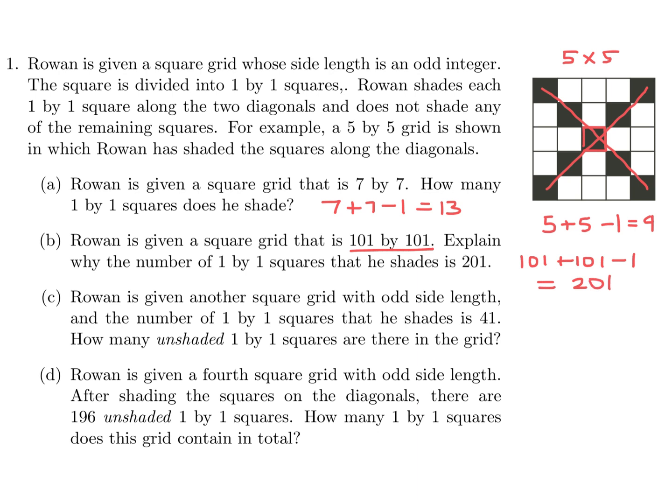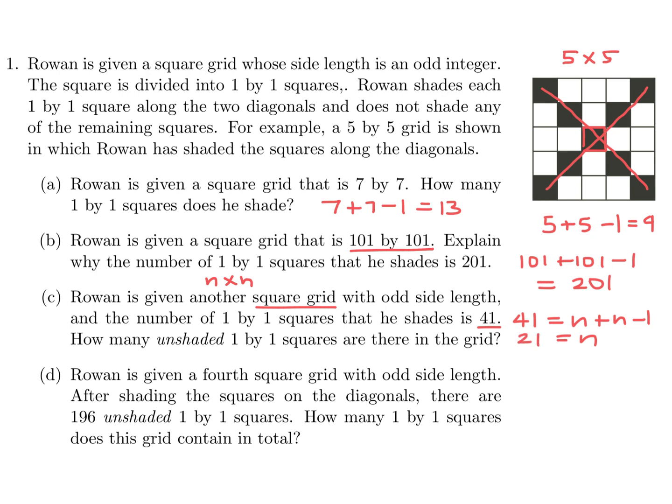Part C: Row 1 is given another square grid with odd side length, and the number of shaded 1 by 1 squares is 41. How many unshaded 1 by 1 squares? Okay, this is a little bit different. This time they told you that it's 41. So 41 is my n plus n minus 1, following the pattern of A and B, where it's an n by n square grid. So solving this, we get n equal to, I believe, 21.